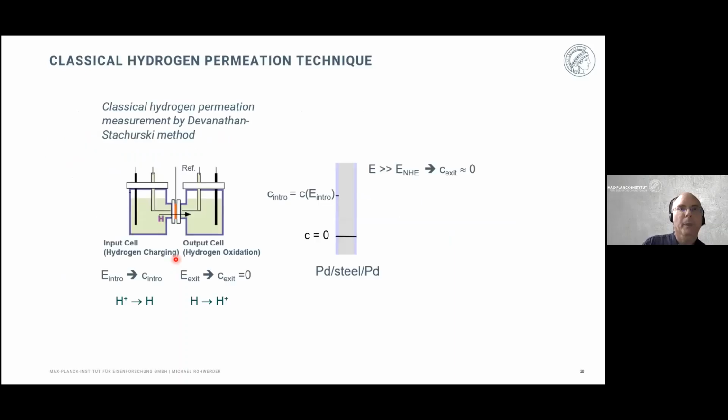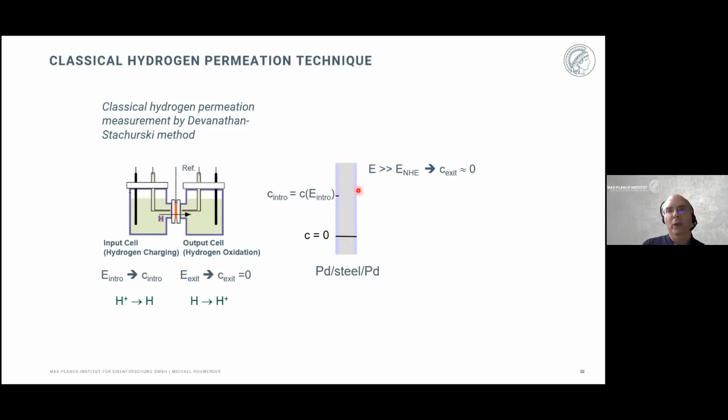Okay. So the standard technique for measuring hydrogen permeation through materials, so for example, here could be steel or palladium or something, you put the material of interest between two electrochemical half cells. And on one side, you apply a low potential so that hydrogen is loaded into this metal membrane. And on the other side, you apply a high enough potential so that the hydrogen permeating through the membrane is oxidized.